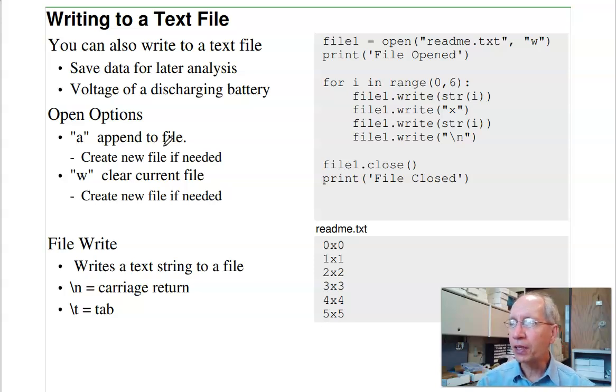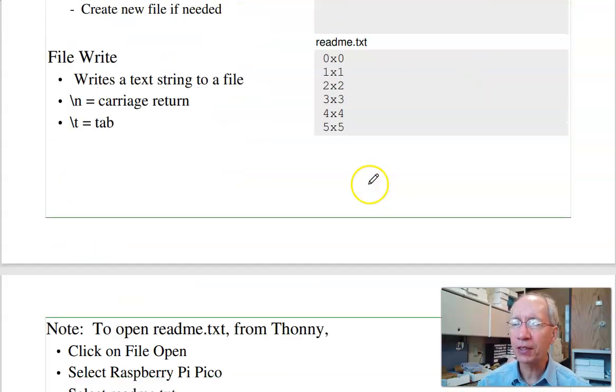When I write to a text file, if I want to throw in a carriage return, I need to throw in a \n. That terminates the line. For example, if I just say for 0 through 6, I want to write the string i, followed by an x, the string i, followed by a carriage return. What I get is 0x0, 1x1, 2x2, and over here, this is the carriage return showing up as the next line. And again, anytime you open a file, you need to close it at the end. So that's basically how to write to a text file.